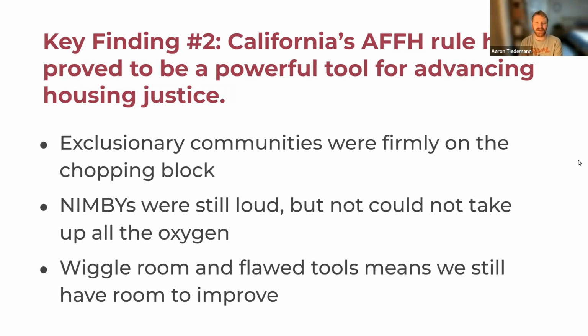So the next big bucket was the AFFH rule. Jeff mentioned this earlier. This is the affirmatively furthering fair housing rule that California put in place. It goes after the federal version of this rule that was passed in the 60s.